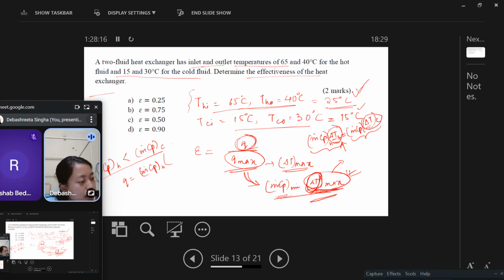So if this is high and this is low, obviously the corresponding MCP, this should be high, this should be low, right? Because it's energy balance. I mean, it is balanced. So like that, we came to know that MCP for hot fluid is lower than MCP for cold fluid. You got my point?